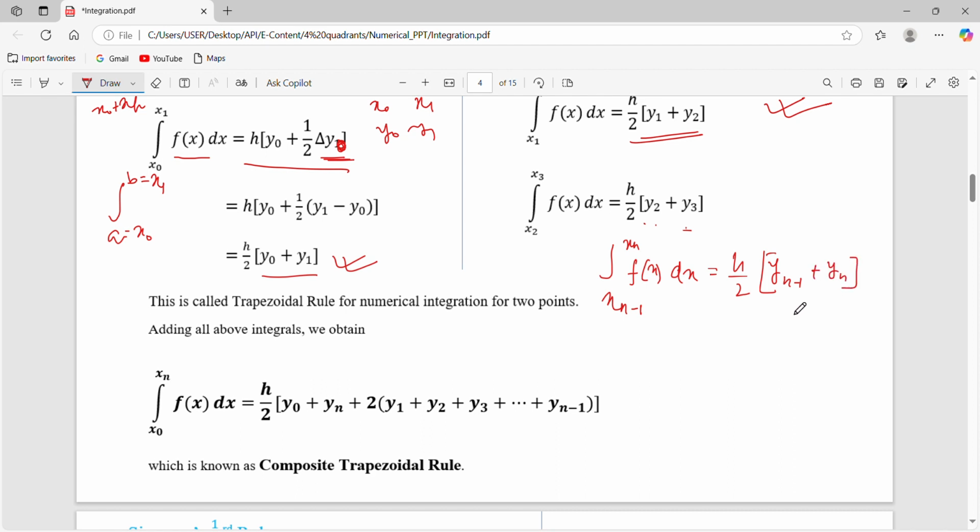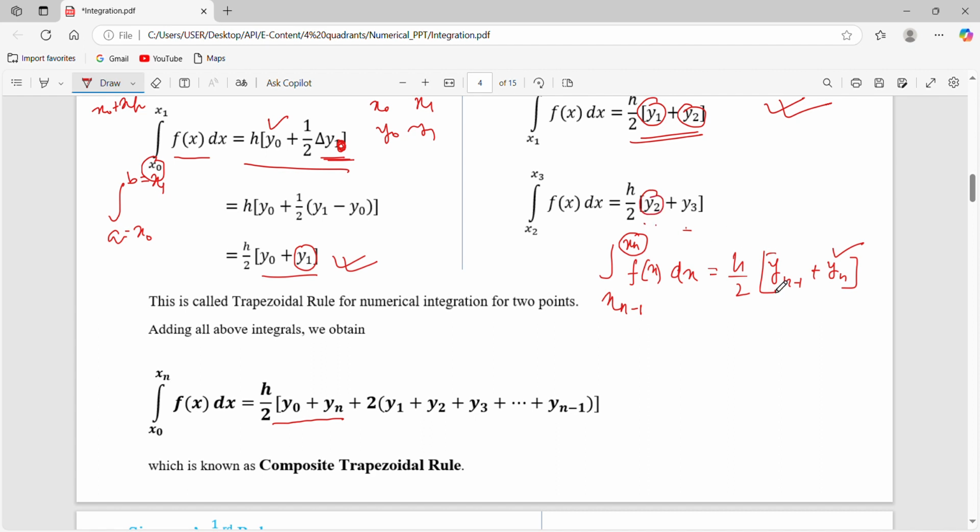Now, if we add all the above integrals, the first initial value is x0 and the last value is xn. Just see here, the integral of f(x) dx has no change. This is equal to h by 2, and just see, y0 and yn, those two terms occur a single time. So we will write y0 plus yn plus 2 into, and now the remaining terms, just see, y1 two times, y2 two times.